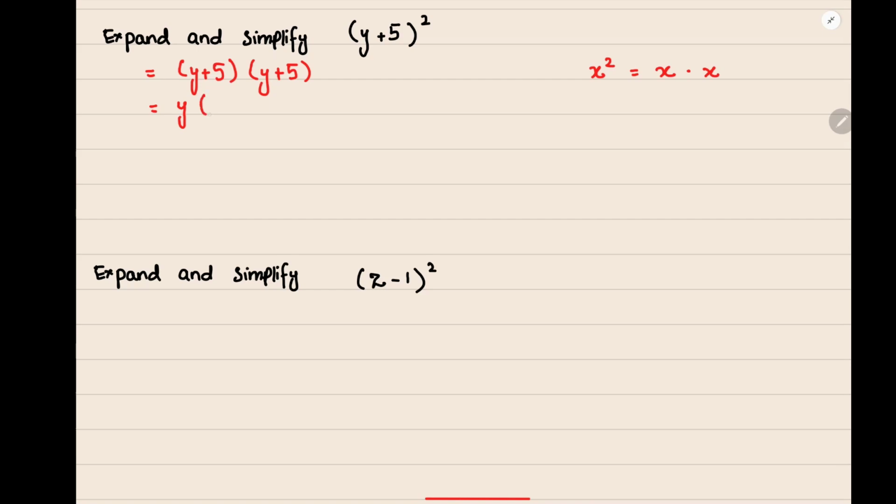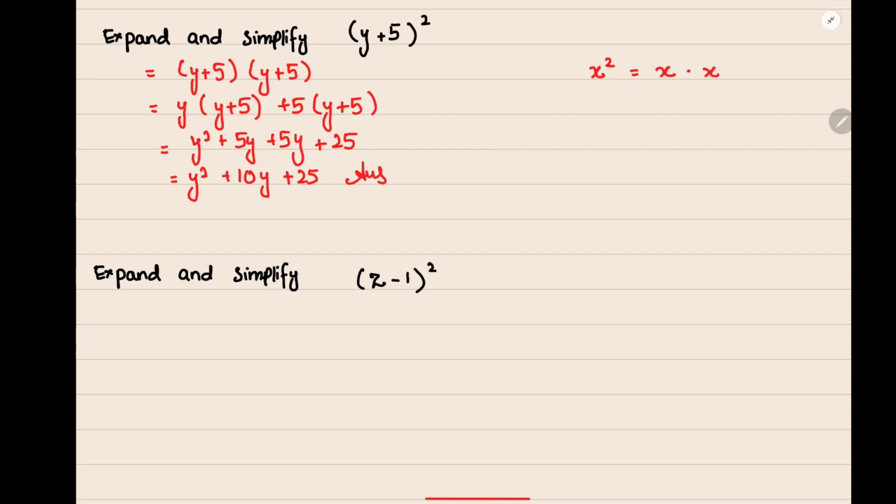So I'll split the first one, y into y plus 5, and 5 into y plus 5. It would be y squared plus 5y plus 5y plus 25. It would be y squared plus 10y plus 25. This will be our answer.